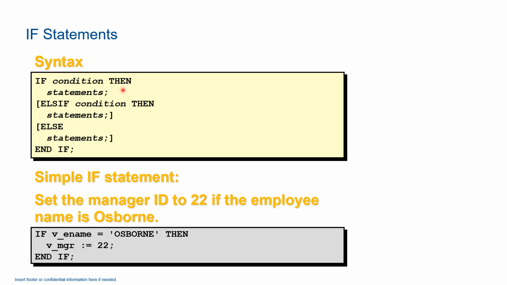But the IF condition is mandatory. It is a simple IF condition: set the manager ID to 22 if the employee name is Osborne. You can see if v_employee_name is Osborne, then v_manager is equal to 22. If a particular employee name is Osborne, then the v_manager would be 22. Otherwise, it would not be 22.